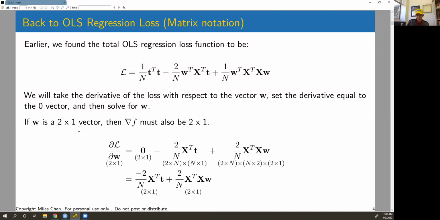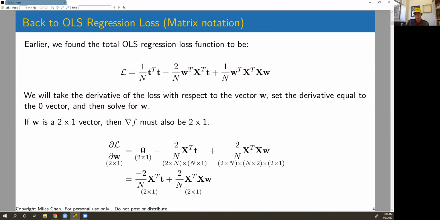W, in our case, is a 2×1 vector, and so the gradient will also be a 2×1 vector. The gradient of a function has to have the same dimensions as the input vector. If we look at this first term, which is 1 over n t transpose t, we ask, how does this vary with respect to W? It doesn't. This is effectively a constant term.